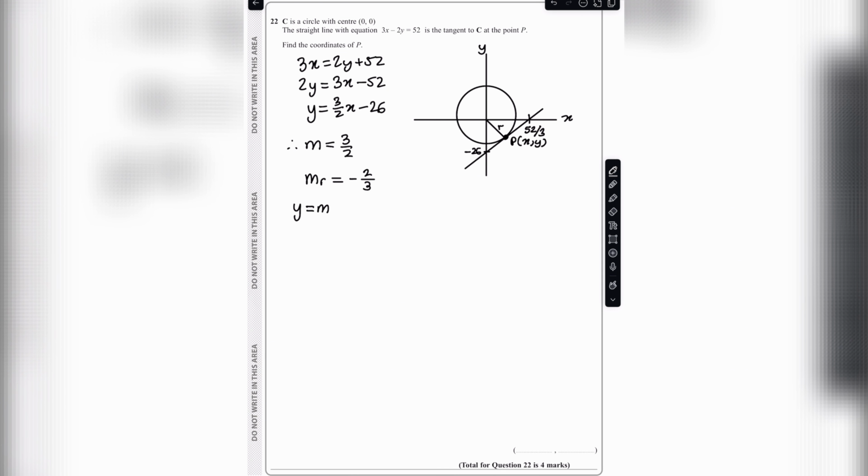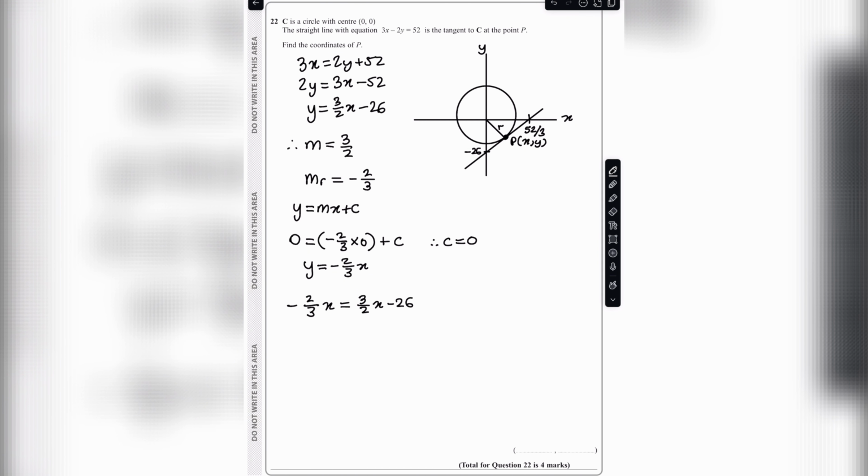And using the equation y equals mx plus c, we can determine the equation of our radius. So given as it passes through the point 0, 0 and it has a gradient of minus 2 over 3, when we substitute these values into this equation, we get a value of c equals 0. So the equation of our radius is y equals minus 2 over 3x. And given as the point P is the intersection of the radius and the straight line, we can set the equation of the radius equal to the equation of the straight line to determine the values of x and y.